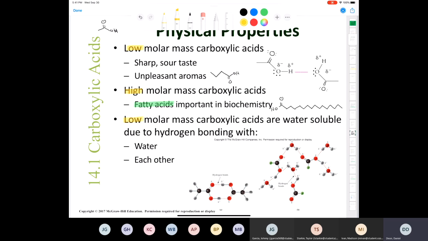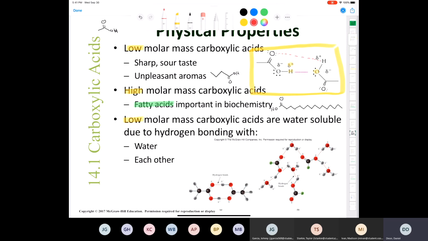And it says here that low molar mass carboxylic acids are water soluble due to hydrogen bonding with water and with each other. Now, the hydrogen bonding between two carboxylic acids is shown right here. You see, you have the delta plus on the hydrogen, and we have the delta minus on this oxygen, and we're showing a hydrogen bond. And if you're wondering, hey, Mr. Dion, could you draw a hydrogen bond here between the lone pair on the carbonyl and this hydrogen here? Sure, you could draw that.